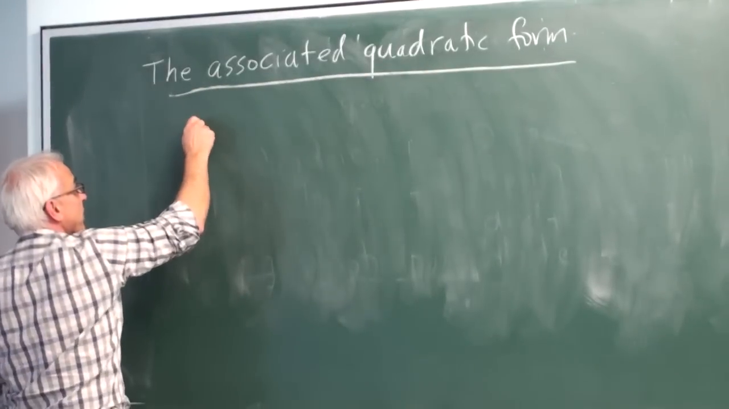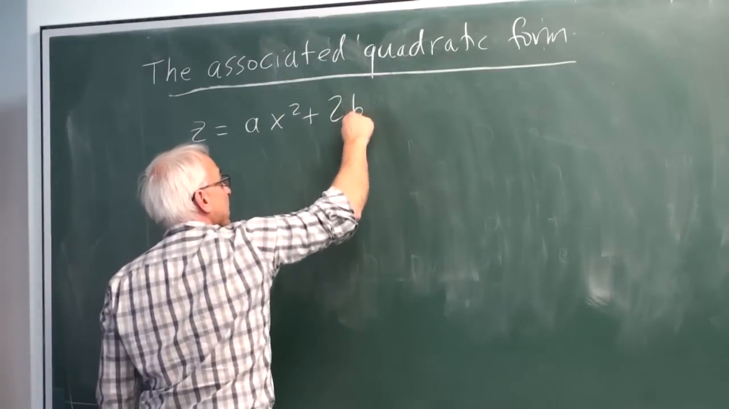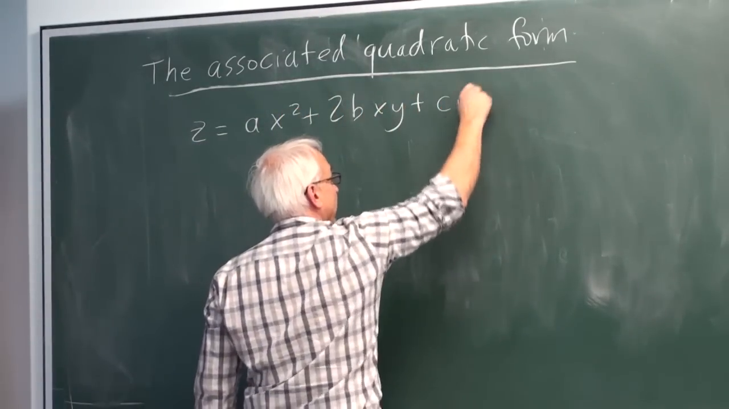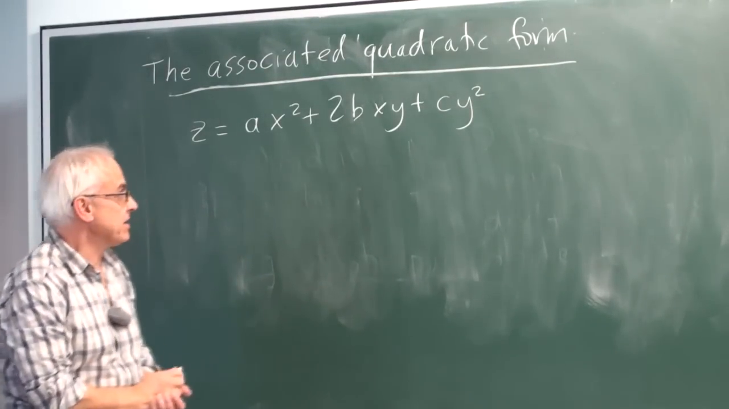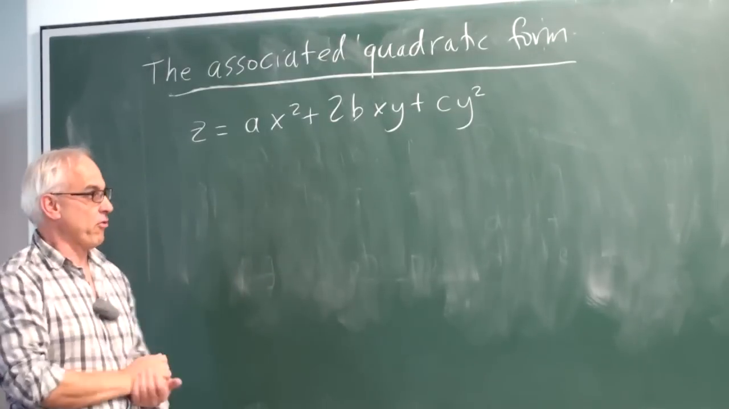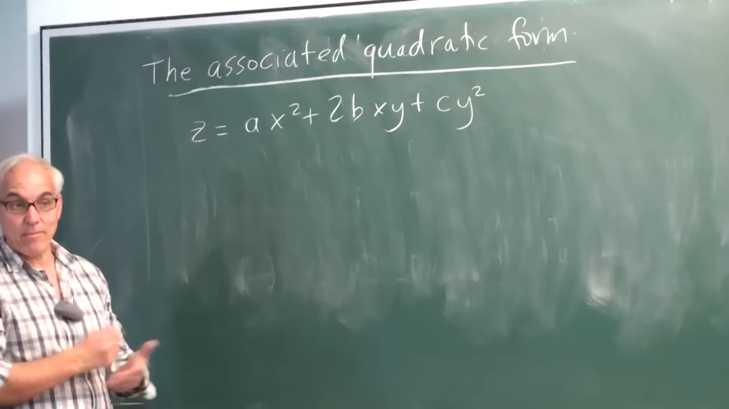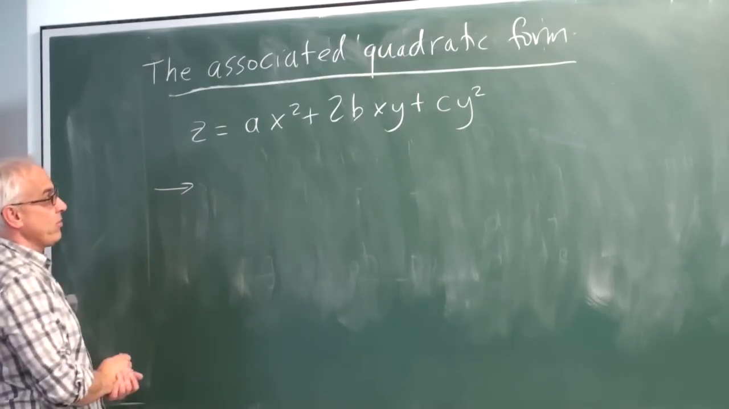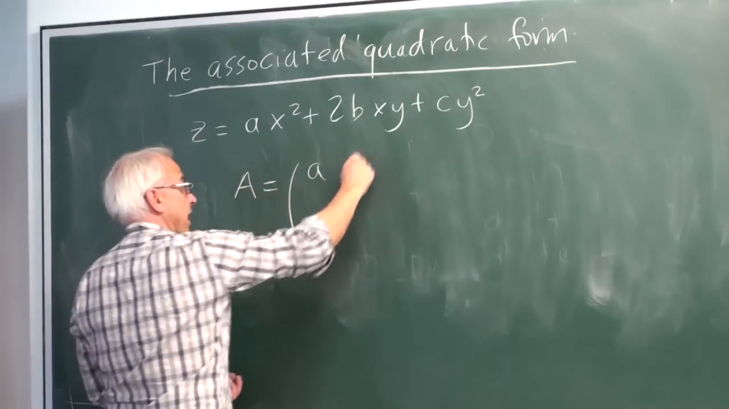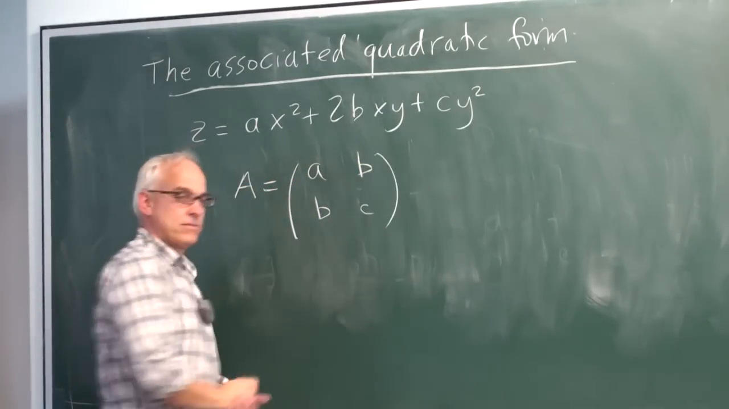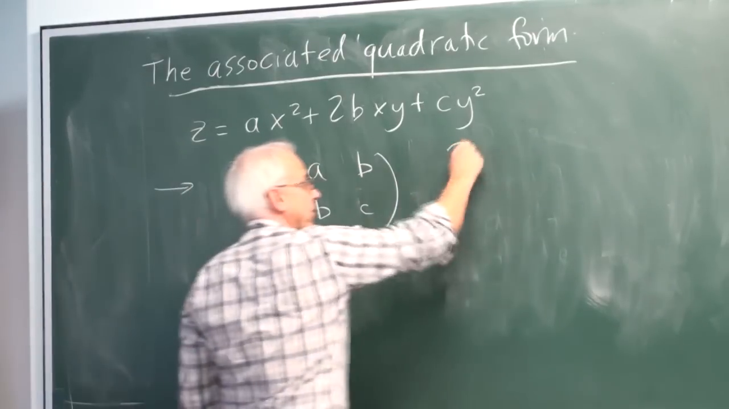All right, so we'll suppose that we have a paraboloid that looks like ax squared plus 2bxy plus cy squared. And the coefficients a, b, and c are some numbers, and their sizes and signs will determine what kind of paraboloid we have. So associated to this, as we've seen several times in this course, is a matrix. So to this paraboloid we associate a matrix, let's call it A, whose entries are a, b, b, and c. This is the associated 2 by 2 symmetric matrix.